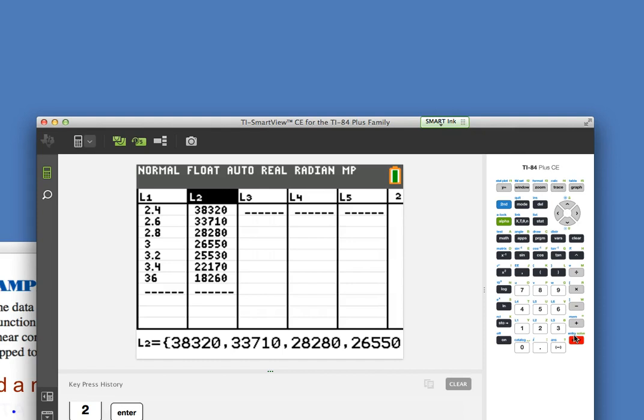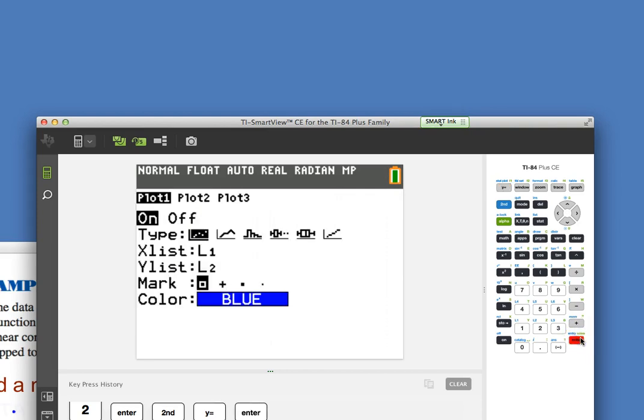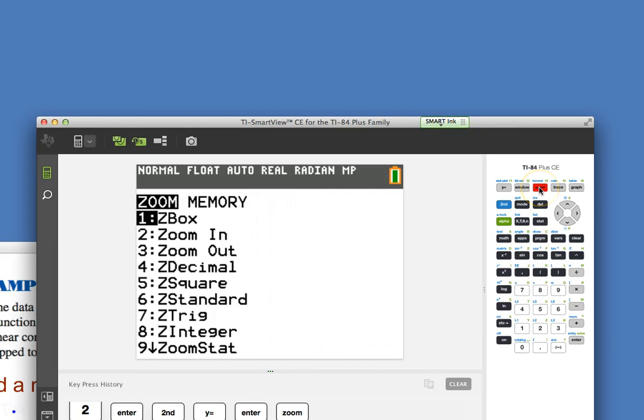Okay, now, linear regression, but I'm going to load it because I want to see my scatter plot, okay? So I'm going to go into second stat plot. I'm going to turn my plots on. L1 is my X. L2 was my Y. I'm good to go. I'm going to go to zoom, and a zoom fit. If I don't have anything else in my calculator, it works.